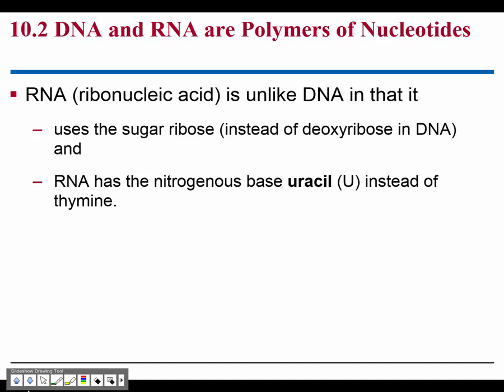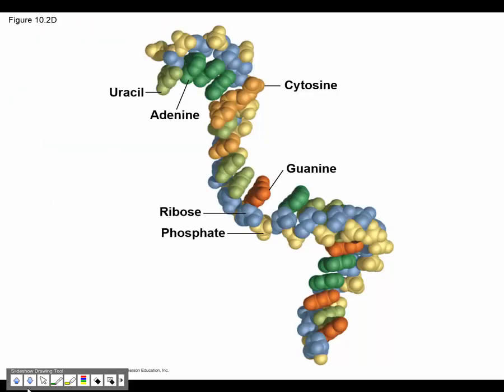So RNA is a little different. It uses the sugar ribose instead of deoxyribose, right? So it has an oxygen there, and because of that, it uses the nitrogenous base uracil instead of thymine. So instead of T, it's a U. So if you see a strand and it has a U and no T's, you know it's an RNA and not a DNA. And so here's your computer model where you look at the ribose and the phosphates and the bases, and you have uracil up there instead of thymine.